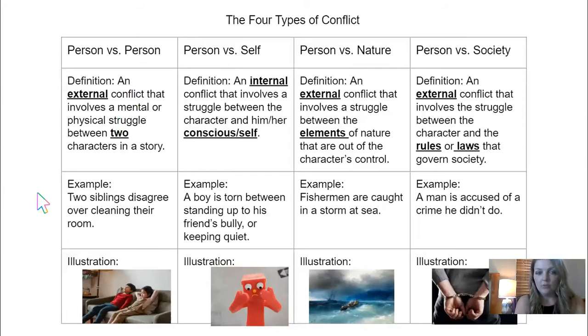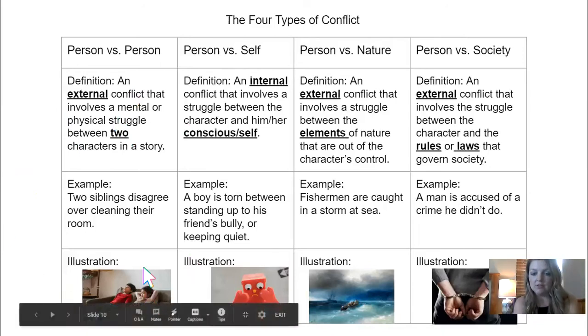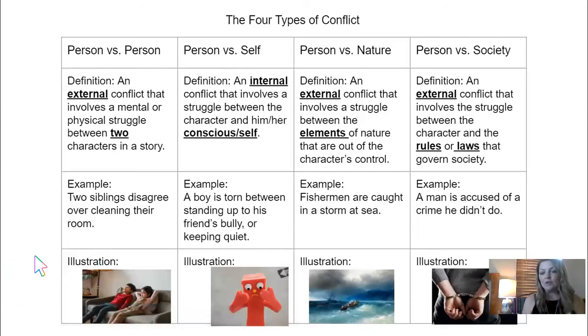Example of person to person would be like 2 siblings disagreeing over cleaning their room. Person to person, right? And then on the bottom of your chart, under illustration, you can write whatever makes you think of person to person. If you want to draw Iron Man and Captain America, boom, there you go. Put it in that space.